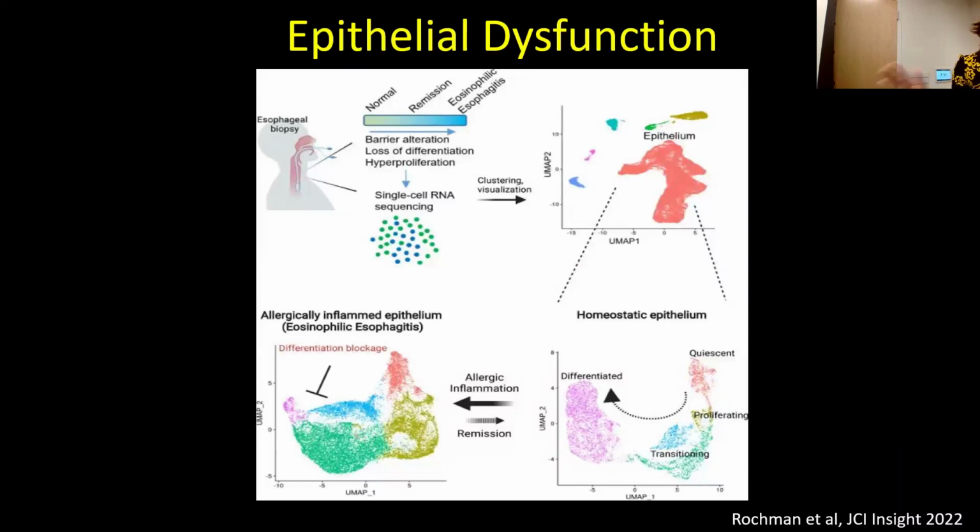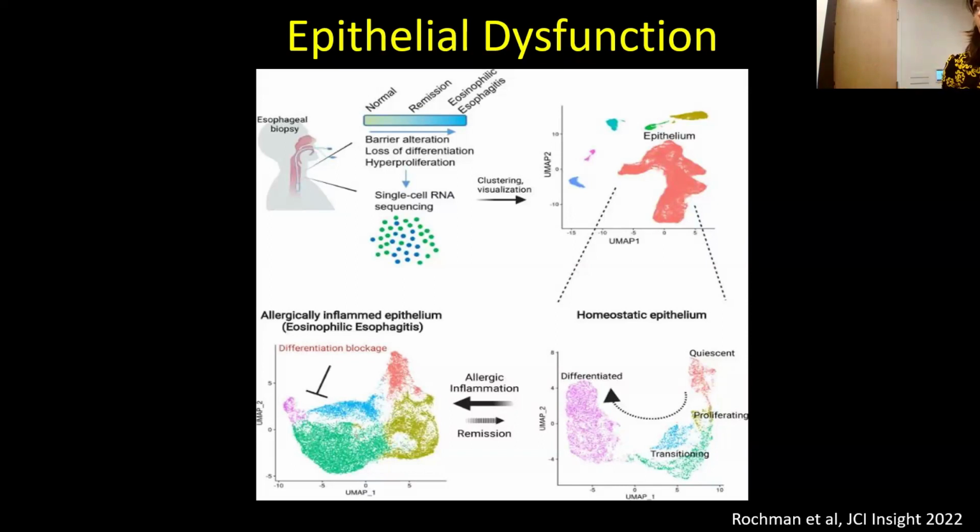So the first thing I'll touch on, I'm going to work my way from the outside through the wall of the esophagus, is epithelial dysfunction. This is a single cell sequencing study that was done by Mark Rothenberg's group, and what you can see is that it's clearly epithelial dysfunction. If you walk your way through the UMAP, which is basically how you display single cells and figure out who they are, and then look at just the epithelium, you subcluster the epithelium. You can see that there are different kinds of epithelial cells: quiescent, proliferating, transitioning, and then of course the differentiated epithelium, which is a stratified squamous epithelium, so it develops from the bottom upwards.